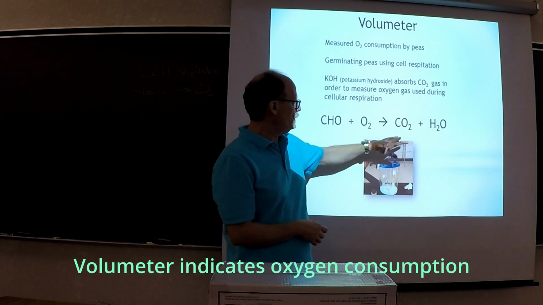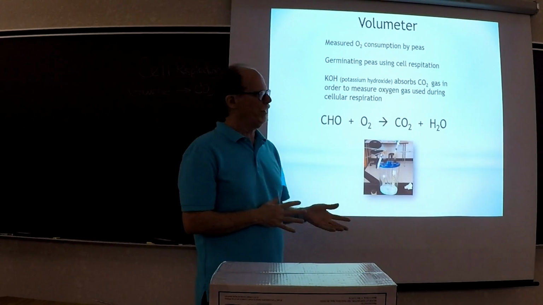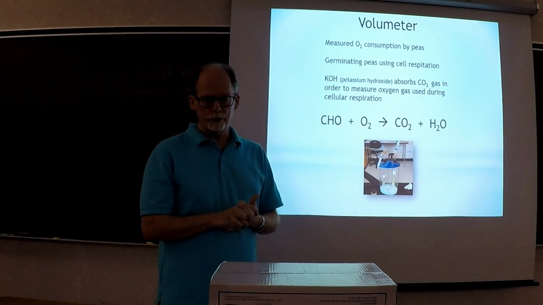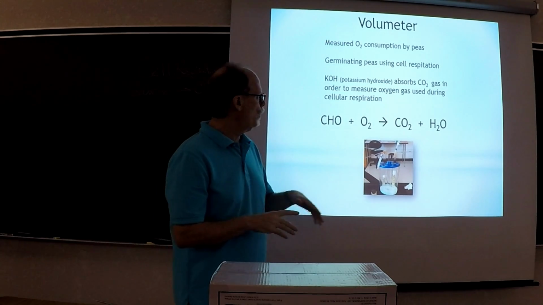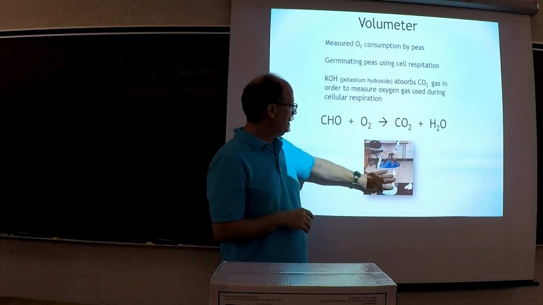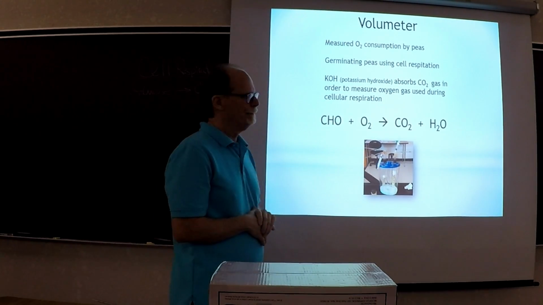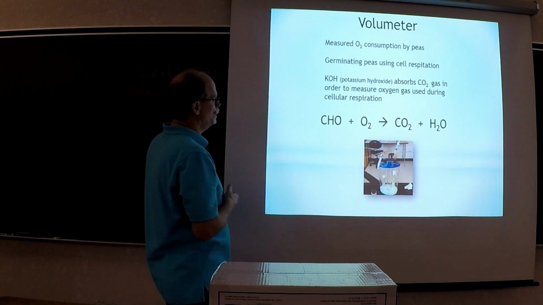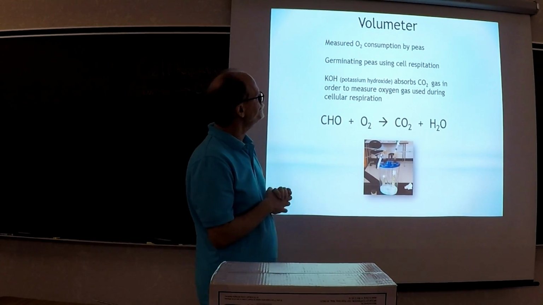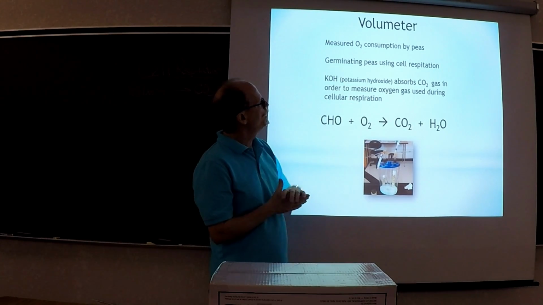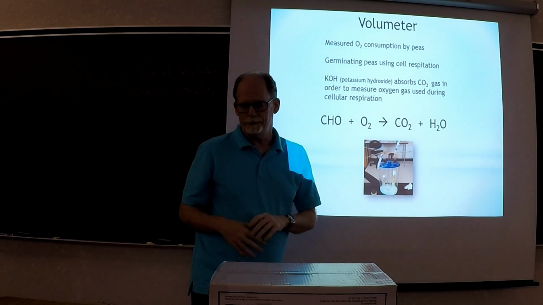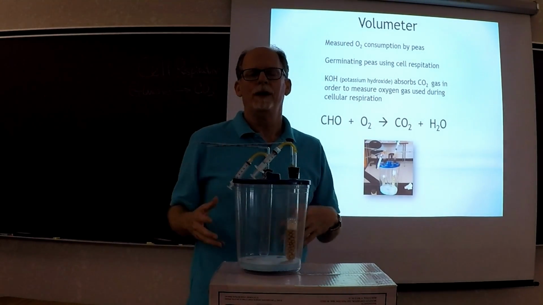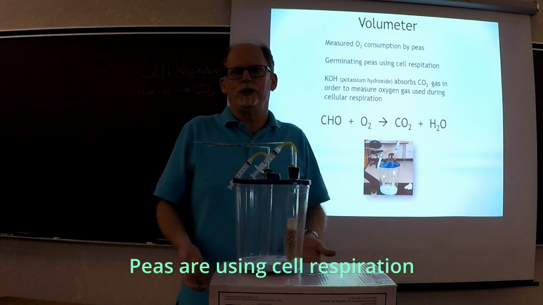So instead of measuring the CO2 in this experiment like we did in the other one, we're going to measure whether or not oxygen was consumed. In order for this reaction to occur, the peas need oxygen. That's why we breathe, right? Because our mitochondria can convert glucose to carbon dioxide. So the volume meter is used to measure oxygen consumption. We'd want to measure the volume of the oxygen consumed, right?